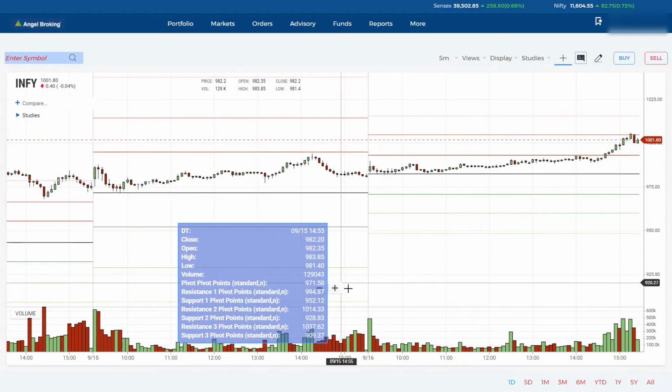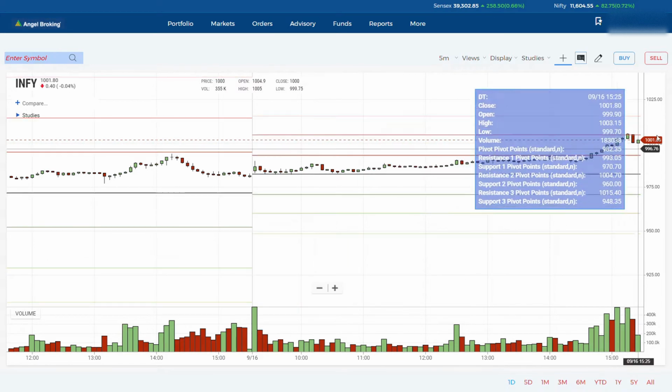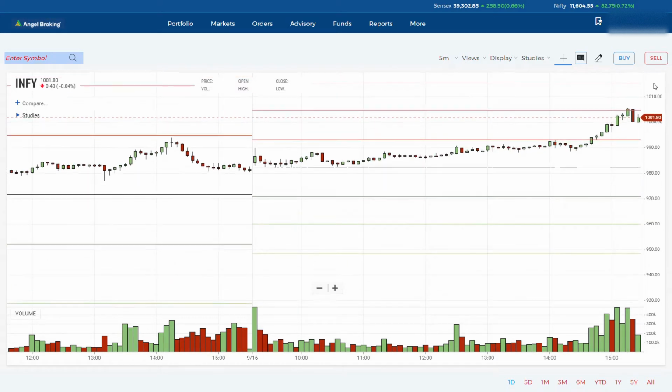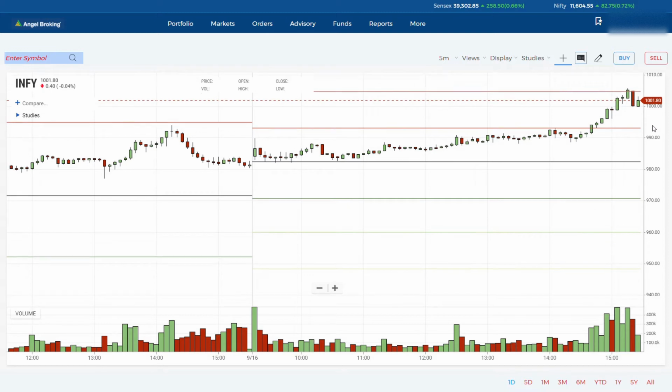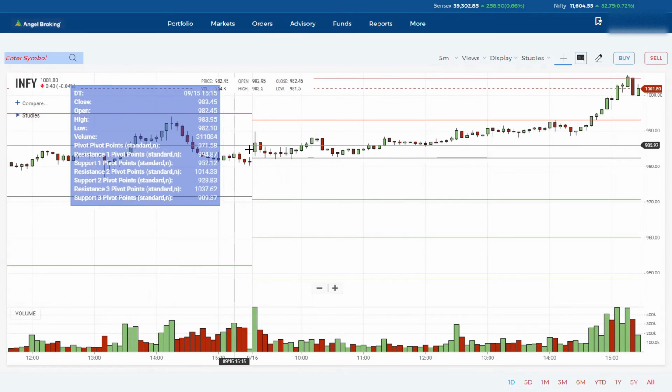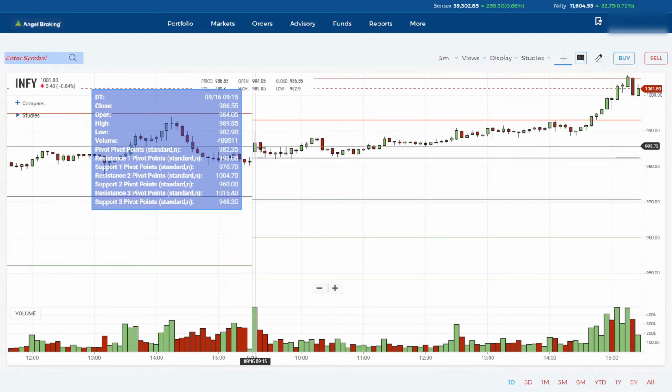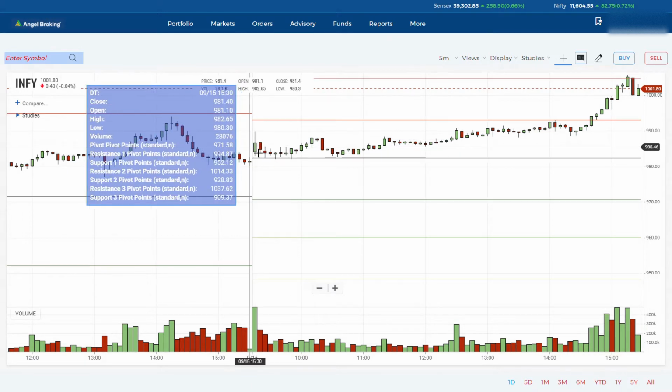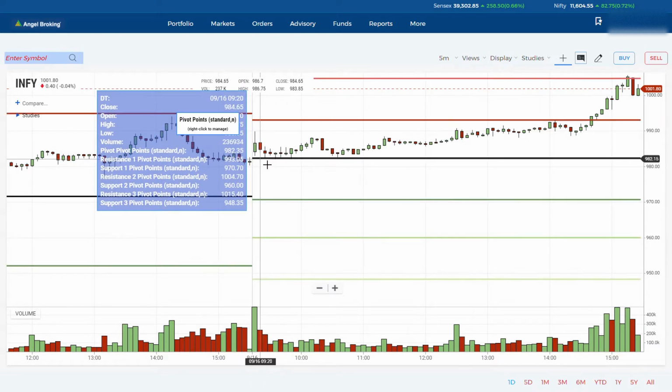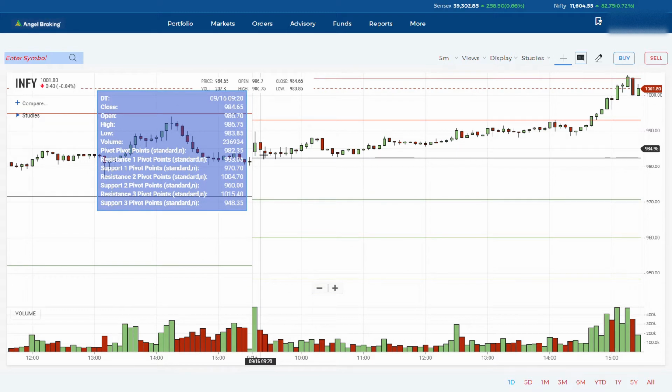I'll just zoom it out. Today around 9:15, the Infosys stock opened here, and it is almost at the pivot line. I suggest you make use of this mostly after 10 o'clock. You can start using it either after 10 o'clock or 10:30, and don't use it between 9 and 10 because the market will be heavily volatile at that time.